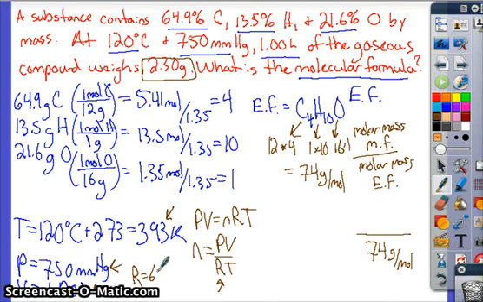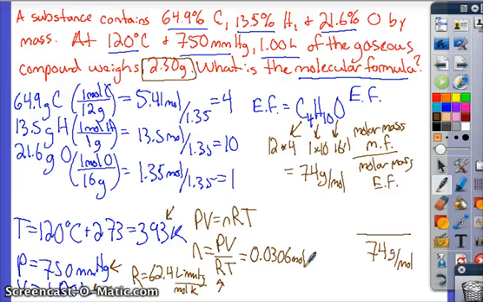So 62.4, and the units on this would be liters millimeters of mercury over mole Kelvin. You would plug all of these numbers in, for pressure, volume, R, and T, and you are going to get a number of moles equivalent to 0.0306 moles. So that's how many moles we have per 1 liter of our substance.